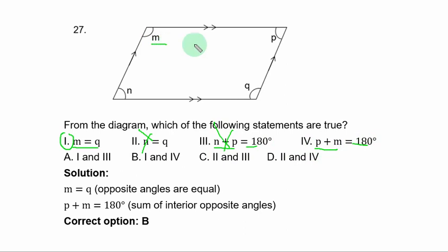Now P plus M equal to 180. This is P. This is M, and you can see the sides are parallel. You can take this side as transversal, and interior opposite angles, their sum is always 180 degrees. So this statement is correct. So the first part combined with the last part give option B as the correct option.